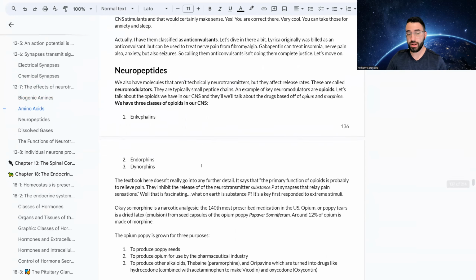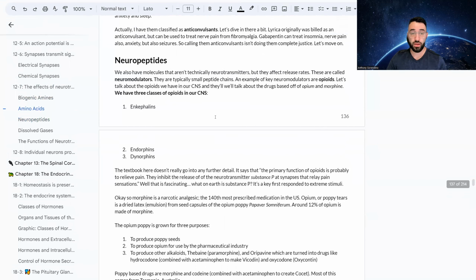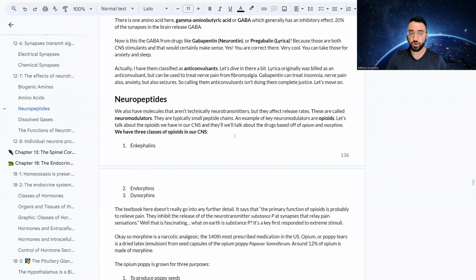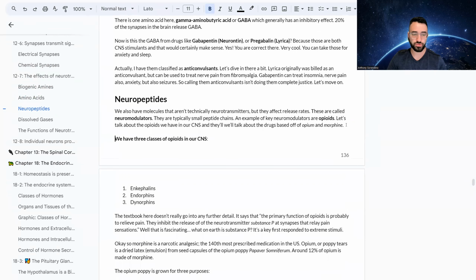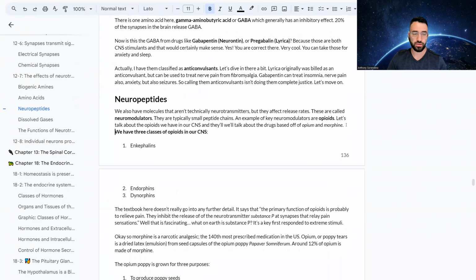We also have neuropeptides. This is a really interesting one here. They're not technically neurotransmitters. That's why they're called neuropeptides, but they can affect the release rates of, I believe, neurotransmitters. These are kind of like modulators. Oh, there we go. These are called neuromodulators. They're typically small peptide chains. An example of a key neuromodulator is opioids. Okay. There are three classes here: enkephalins, endorphins, and dynorphins.